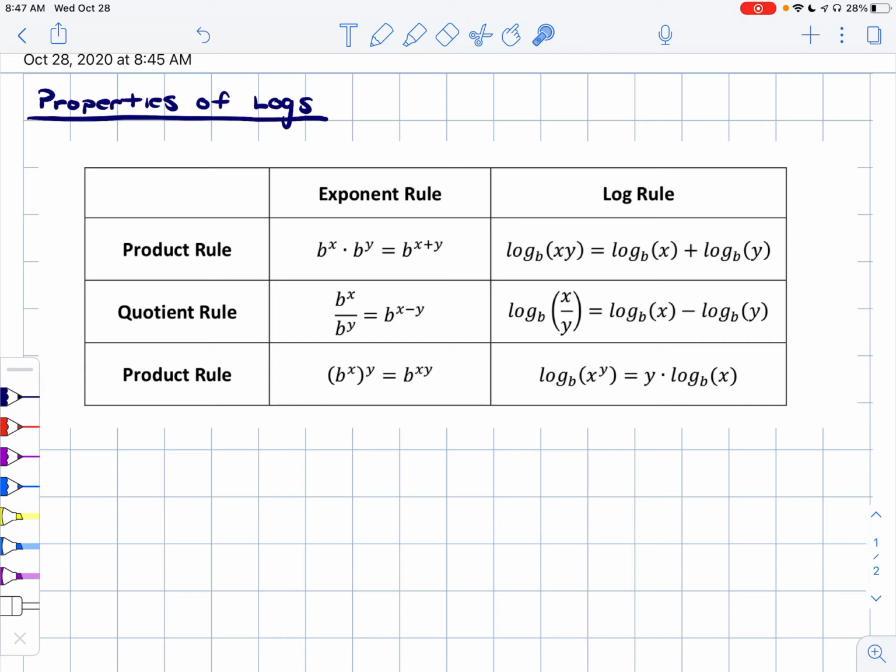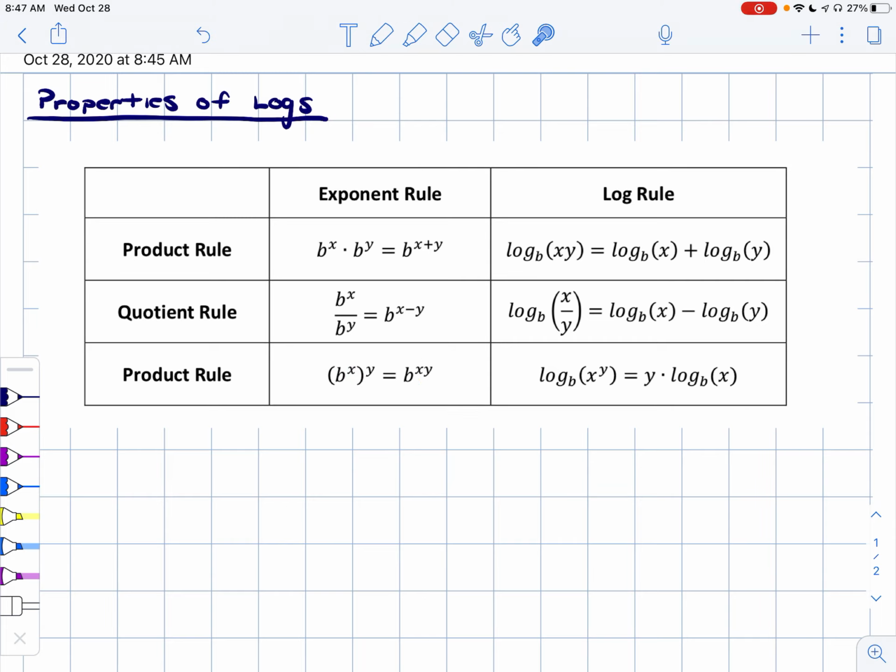Now, I want to remind you first of some different rules that we have with exponents. These are all things that you've seen in the past. So first, recall that whenever you multiply two things together, as long as they have the same base, then all you do to simplify is add your exponents. We also know that if you divide two numbers with the same base, then in order to simplify, you subtract your exponents. And then lastly, if we have something with one exponent raised to another, then we multiply our exponents.